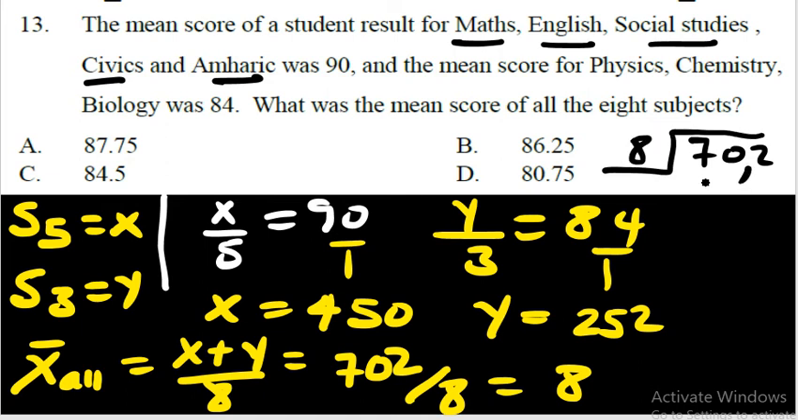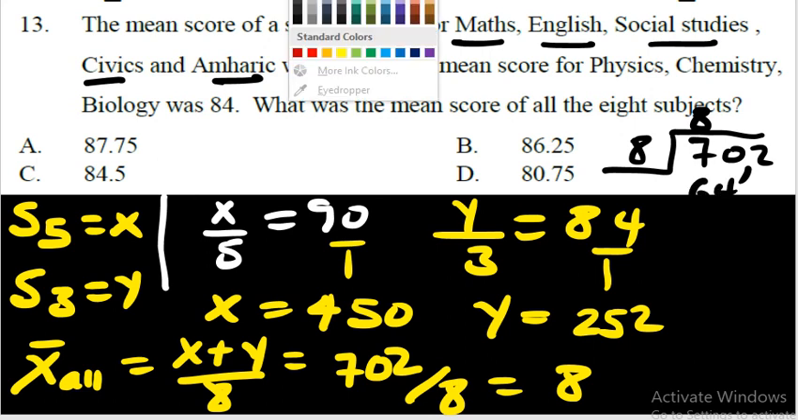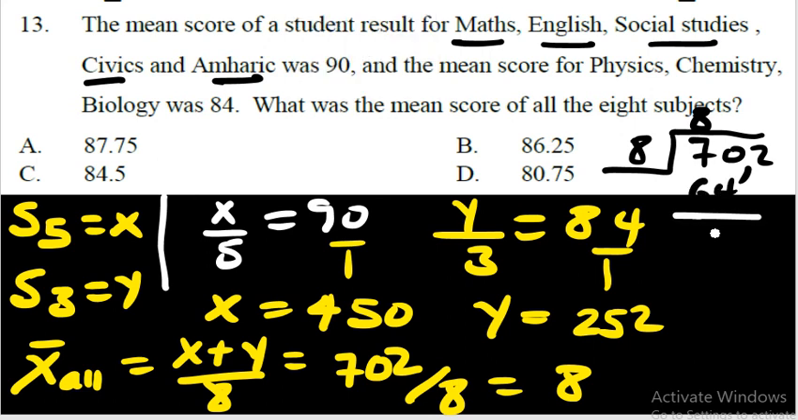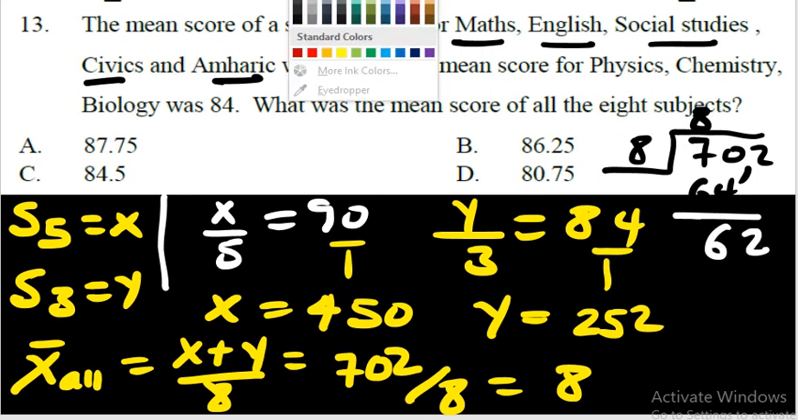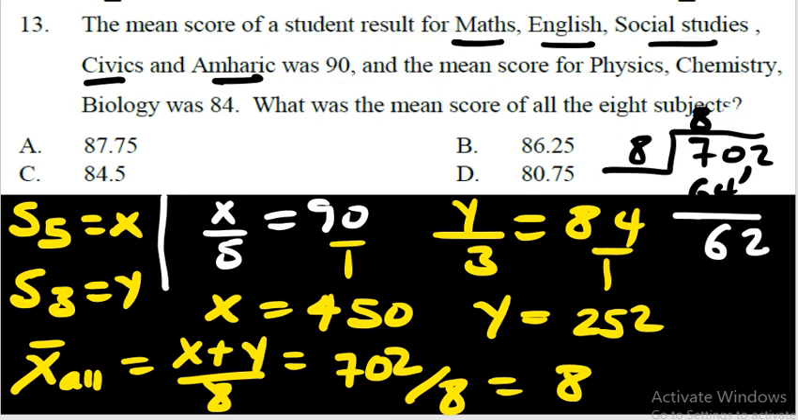We can get from here 8 times. 8 times 8 will be 64. Then you have to subtract. When you subtract, it will be 6 remaining, and then bring down the 2. Again, 7 times. It's going to be 7 here, 7 times. 7 times 8 will be 56.